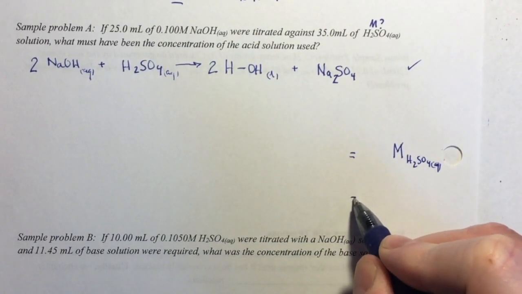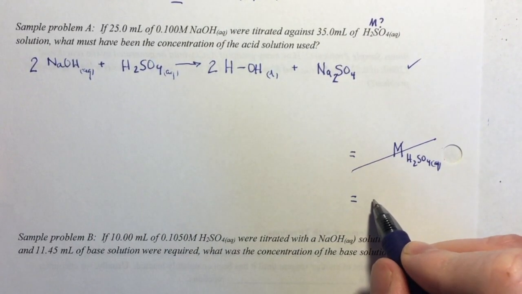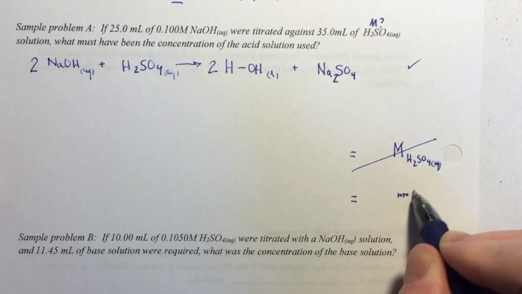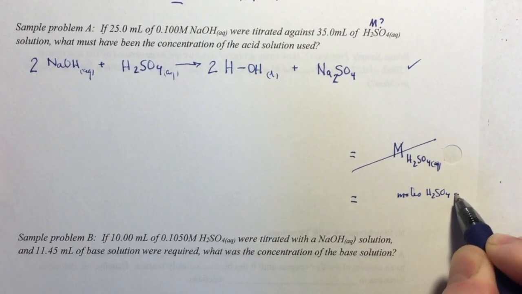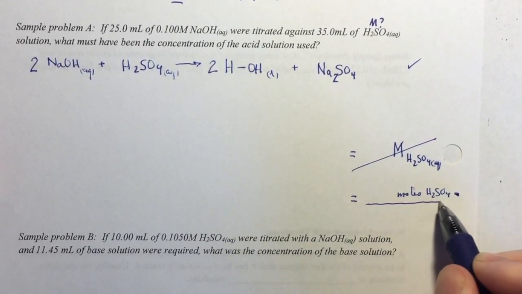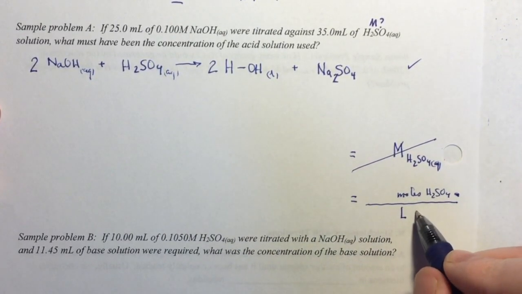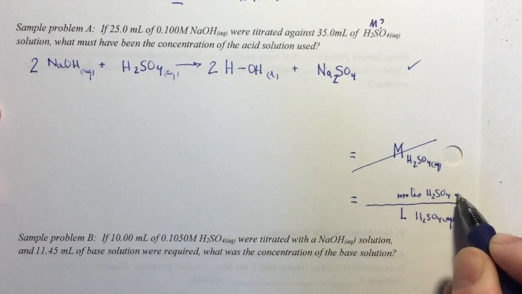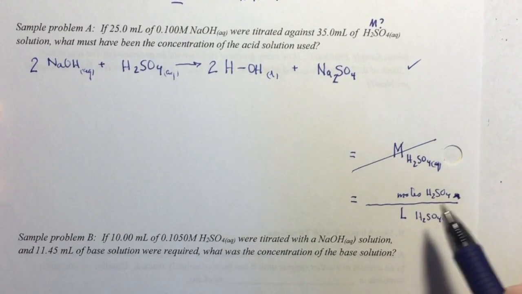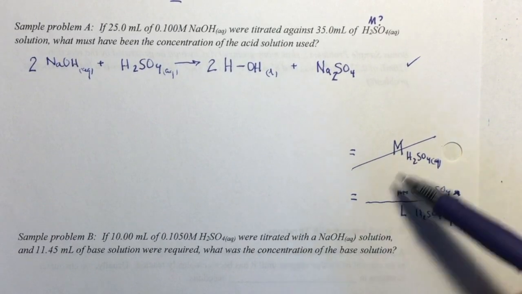So let's rewrite that and say we are looking for the moles of H2SO4 divided by the liters of H2SO4 solution. So if I can find out the numerator and the denominator, then I can resolve that and I will have my molarity, won't I?